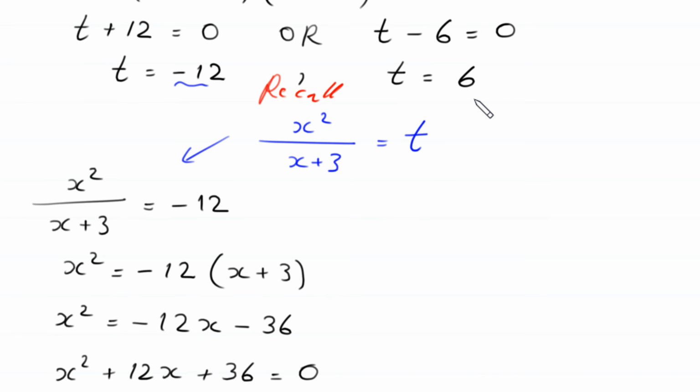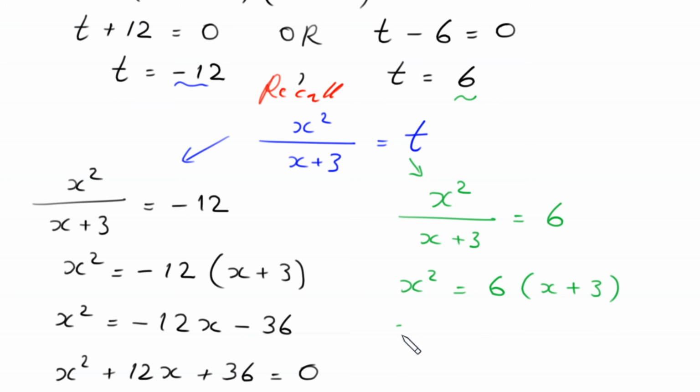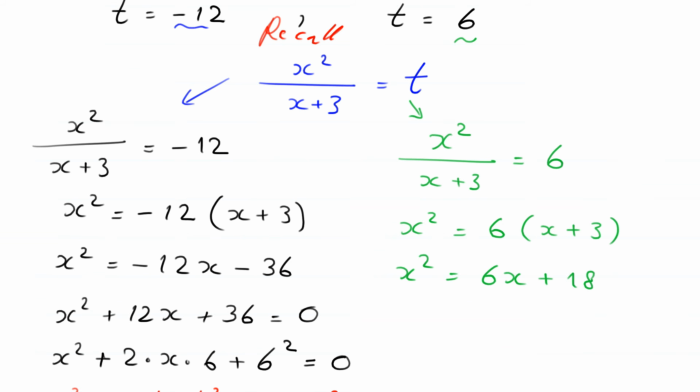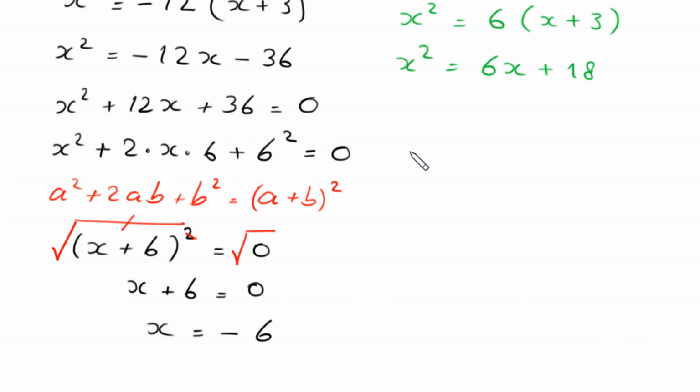Now when t is equal to 6, then this equation will become x squared divided by x plus 3 is equal to 6. And this implies that x squared is equal to 6 times (x plus 3), and x squared is equal to 6 times x plus 18. Now we move these two terms to the left hand side. This will become x squared minus 6 times x minus 18 is equal to 0. Now this quadratic equation is not factorable, so we solve it by quadratic formula.